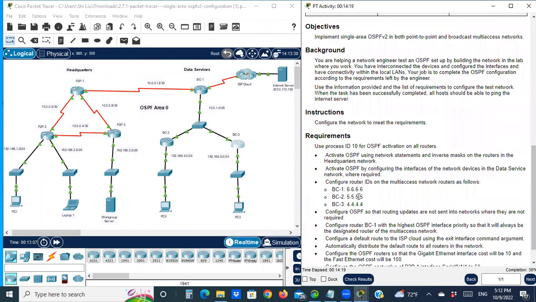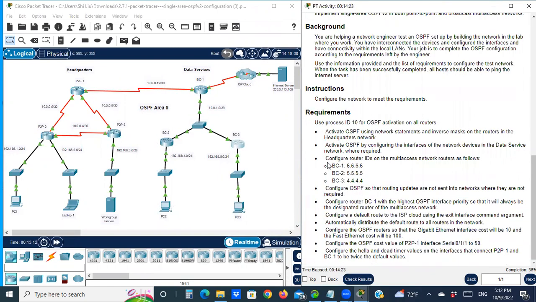All right, so we finished these first two questions. Third, configure router IDs on the multi-access network routers as follows. BC1 is 6.6.6.6. BC2 is 5.5.5.5. BC3 is 4.4.4.4. This multi-access network. Okay.